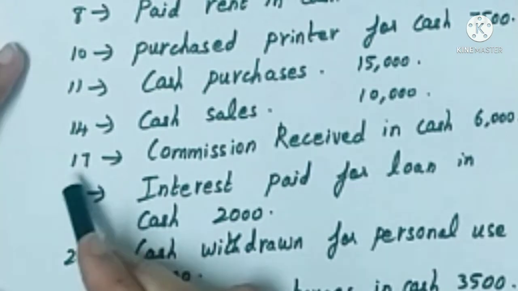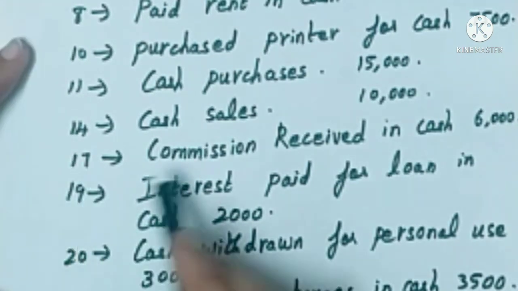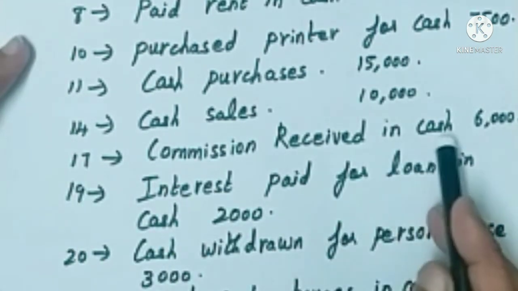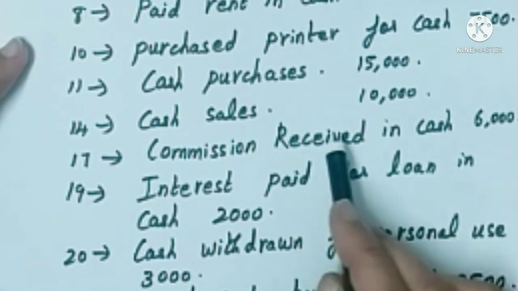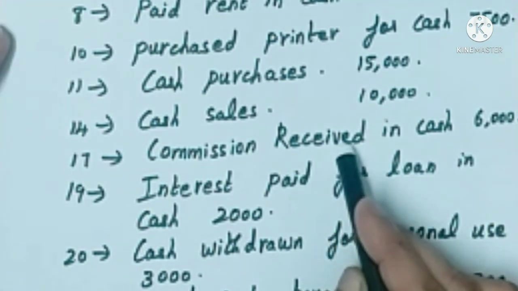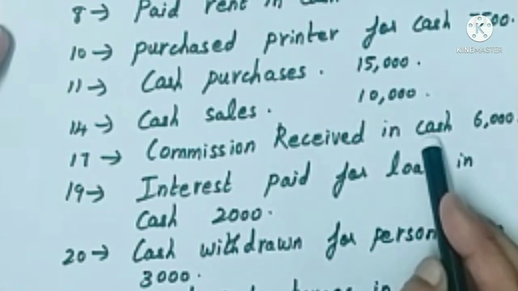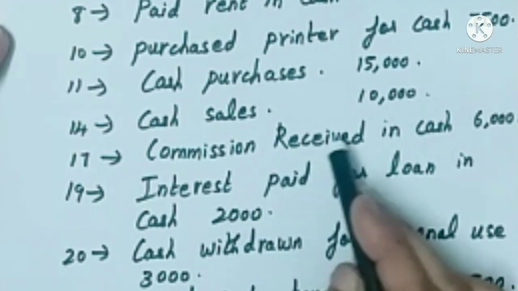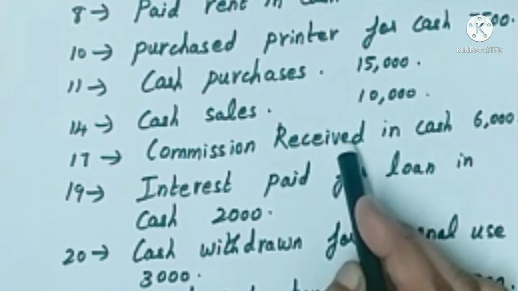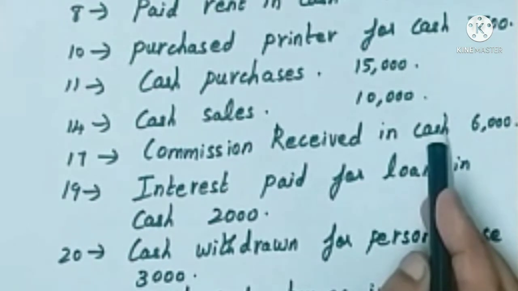The next transaction is on 17th June. Commission received in cash. When we receive commission, what is coming in? Cash is coming in. So we are going to debit cash account and credit commission received because commission received is an income. We have to credit all incomes and gains according to the nominal account rule. The entry is cash account debtor to commission received account.